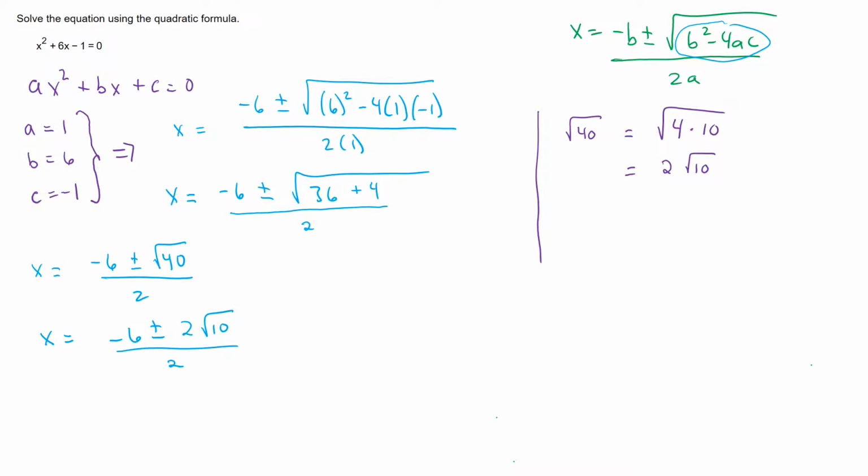Finally, notice that the negative 6 and the 2 in the top can be divided by the 2 in the bottom. So I'm going to do that. Negative 6 over 2 is negative 3. And then 2 over 2 is 1. It's not essential to write the 1 there, though. We could just write negative 3 plus or minus square root of 10. And that's it. If you enter negative 3 plus minus square root of 10 into MyMathLab, it should accept it. Alternatively, we could express the answers as 2 individual numbers.